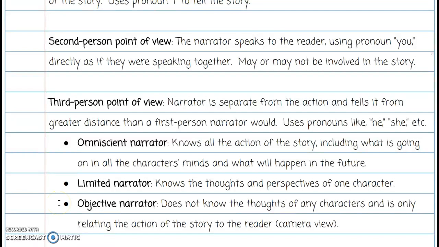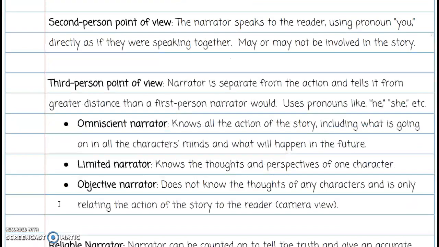But that third-person point of view can also be an objective narrator. An objective narrator does not know the thoughts of any characters and is only relating the action of the story to the reader, giving you a camera view.